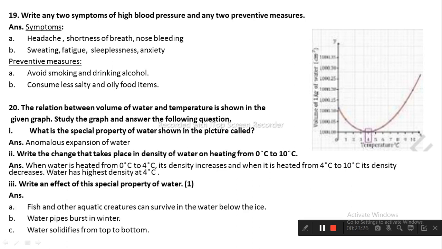Write any effects of this special property of water. Fish and other aquatic creatures can survive in water below the ice. Water pipes burst in winter. Water solidifies from top to bottom. So these are some of the effects of anomalous expansion of water.